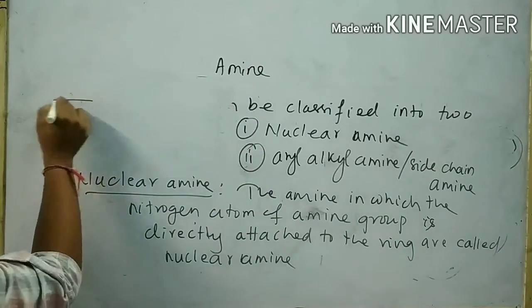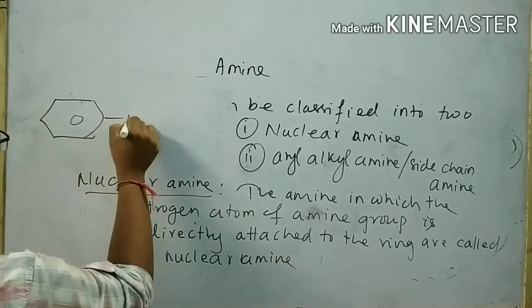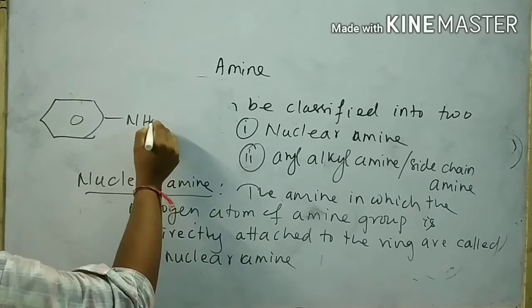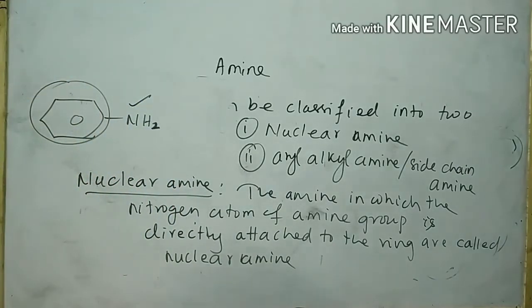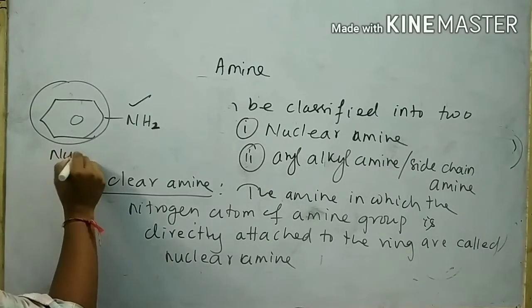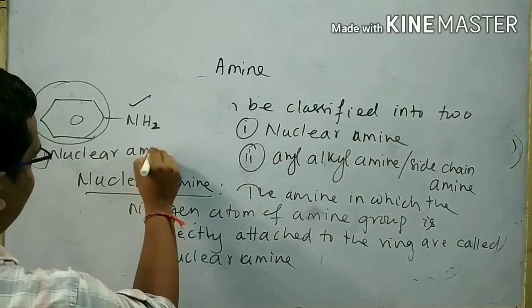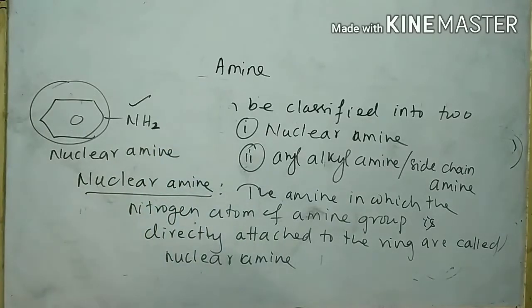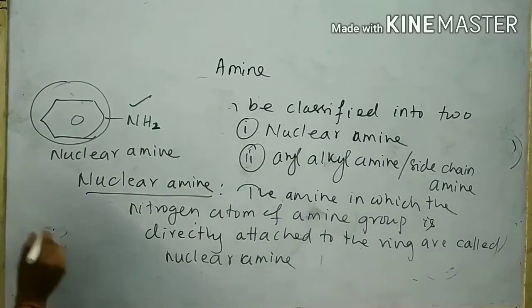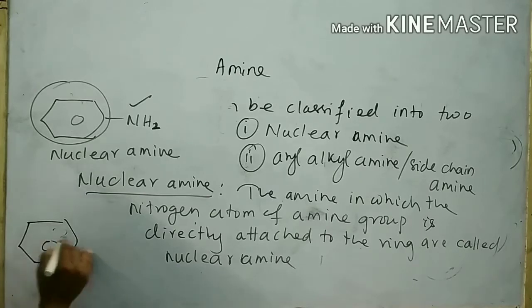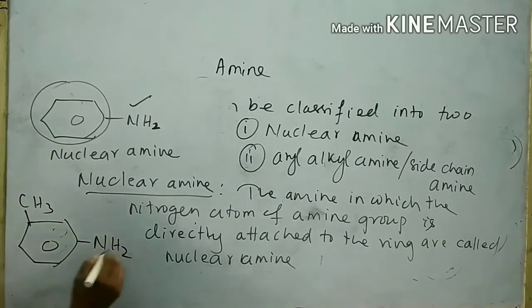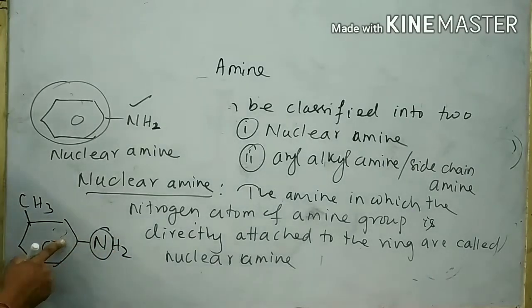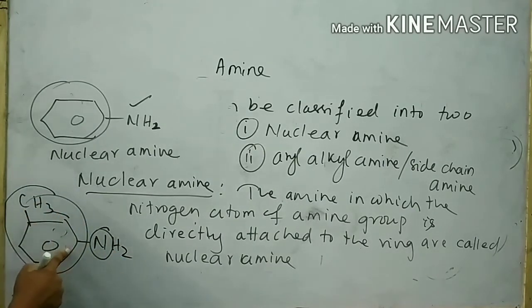Take an example. Look at that. This is your amine. Here the nitrogen atom is directly attached to the ring, the aromatic ring. So it is said to be nuclear amine. This is an example of nuclear amine. Take another example. This is another amine. Here also the nitrogen atom is directly attached to the ring. So it is said to be nuclear amine.